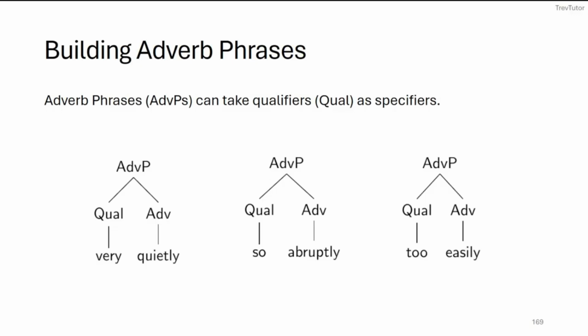Now let's talk about adverb phrases and verb phrases. So adverb phrases are just like adjective phrases. They're an adverb head, they build into an adverb phrase, and they can take qualifiers as specifiers. So again, just ask, how quietly did something happen? How abruptly did something happen? How easily was it done? Okay, very quietly, so abruptly, too easily. So they do the same things as they do in adjective phrases in terms of these qualifiers.